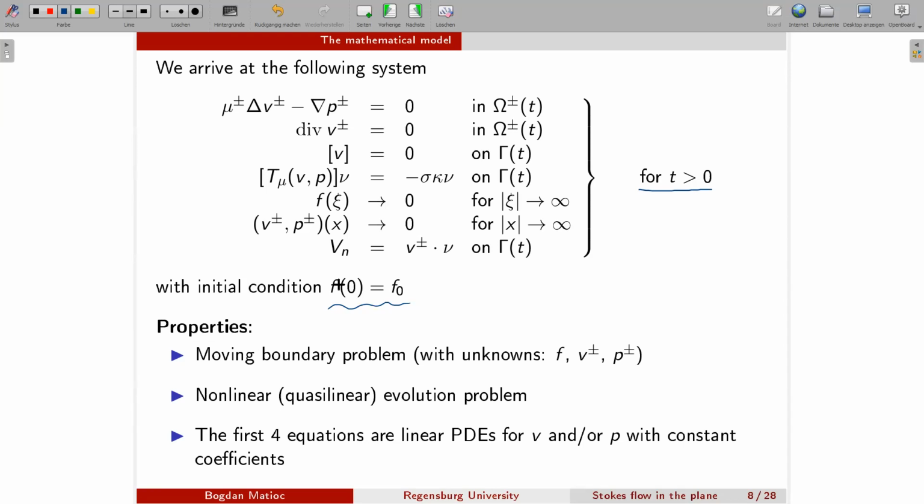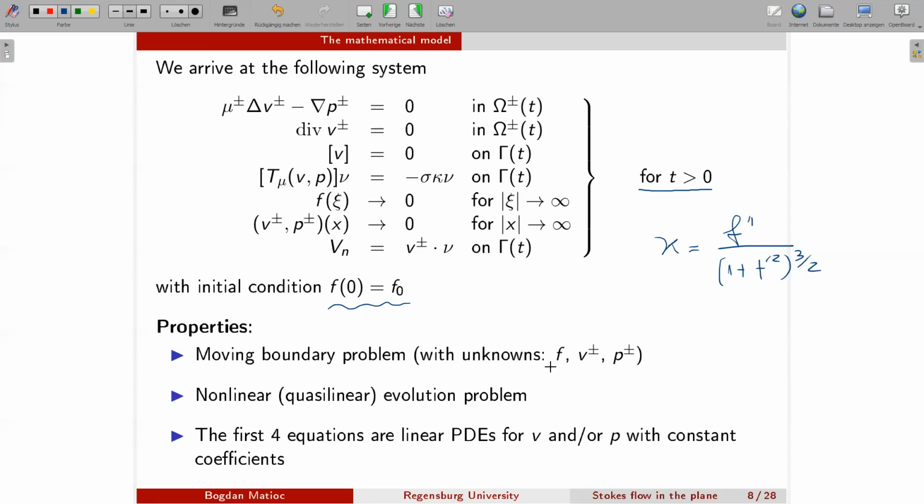So this is a moving boundary problem because not only v and p are unknown, but also the function f, which parameterizes gamma of t. As a result, the problem is nonlinear, because of this curvature term here, which is, as you know, f double prime over 1 plus f prime squared to the power 3/2. This curvature term is quasi-linear because it's linear with respect to the second derivative of f, and if the interface is sufficiently regular, then also the whole problem is quasi-linear.